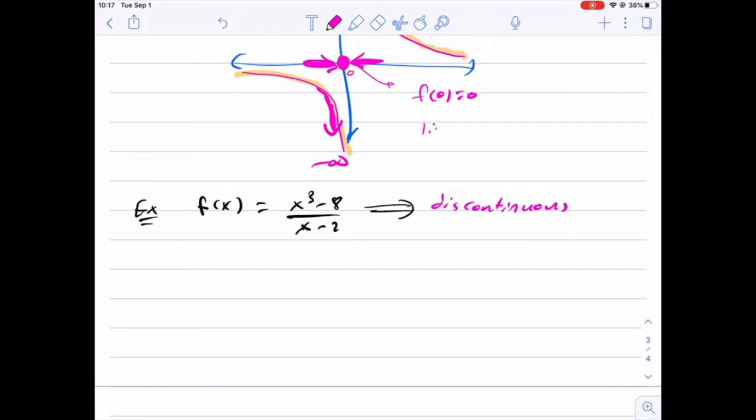So if we have a fraction or rational function, then we look at the zeros of the denominator. What is the value of x that makes the denominator equal to 0? x equals 2.